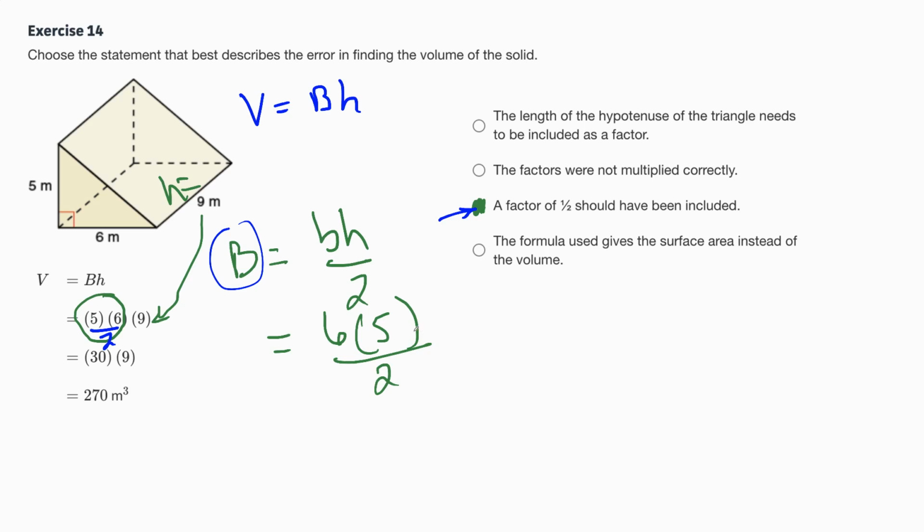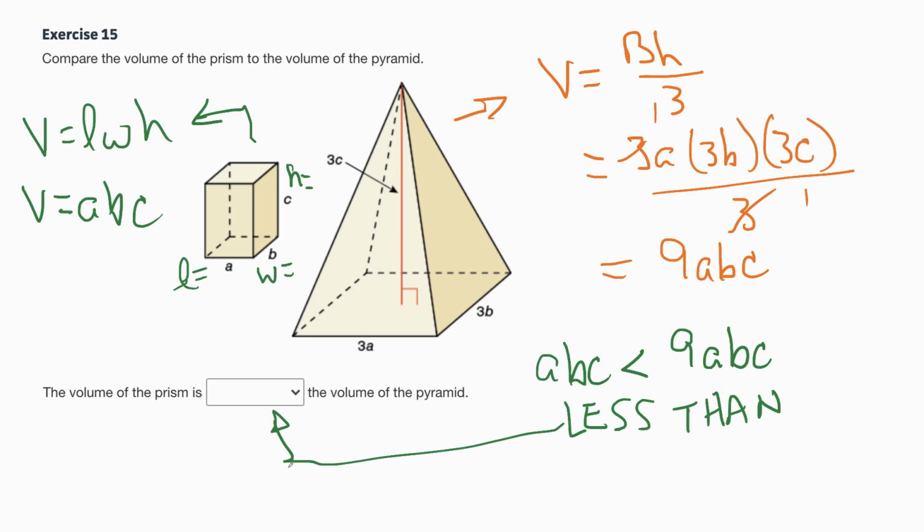Or you can think of this as saying, oh, dividing by 2, that's the same thing as multiplying this by 1/2. Okay, so don't forget that. All right, so there you go. Number 15, compare the volume of the prism to the volume of the pyramid.